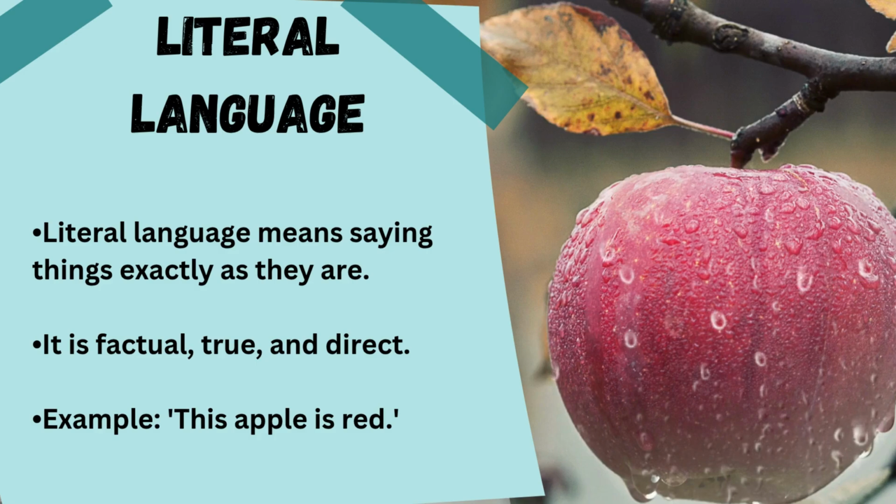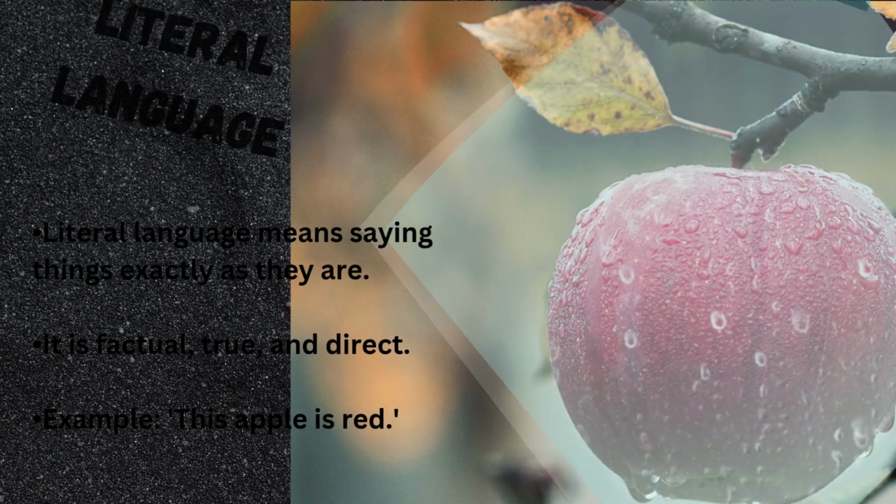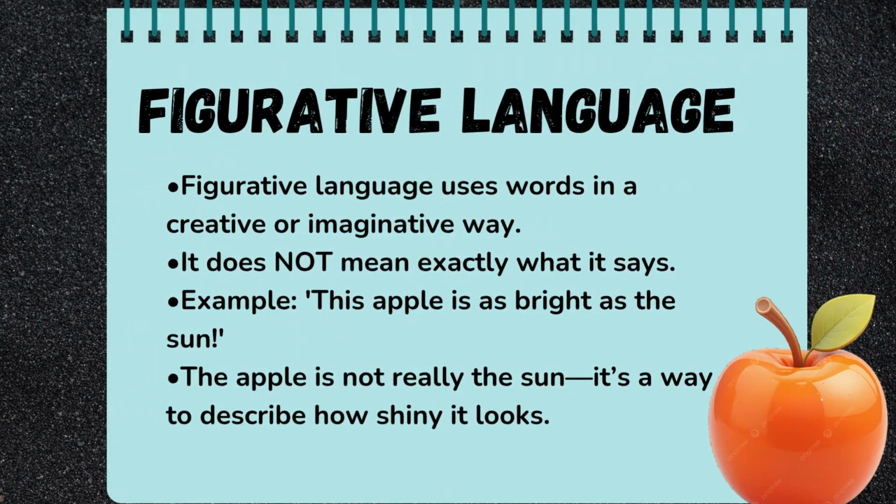Literal language means being direct and factual. It says things exactly as they are. For example, this apple is red. That is something we can see, check, and prove. There's no imagination here, it's just a fact. On the other hand, figurative language is creative. It does not mean exactly what it says. For example, this apple is as bright as the sun. Now, of course the apple isn't the sun, but this comparison helps us imagine how shiny or bright the apple looks. That's figurative language at work.